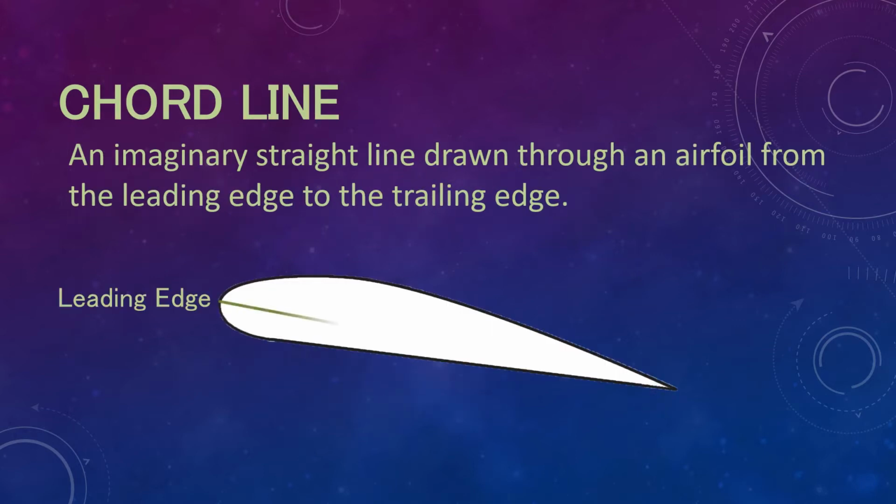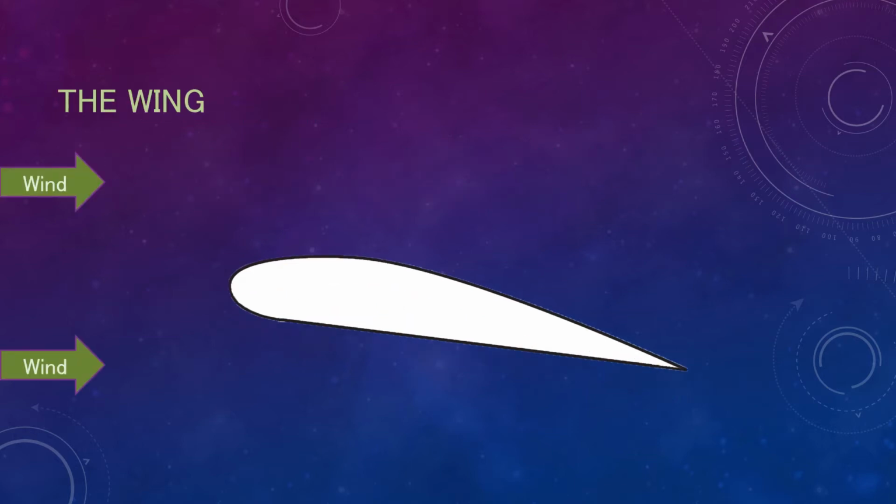The chord line is an imaginary straight line connecting the leading edge and the trailing edge of an airfoil. We'll see why knowing this is important soon. But first, let's put it all together and see all the terms involving airfoils in one diagram.